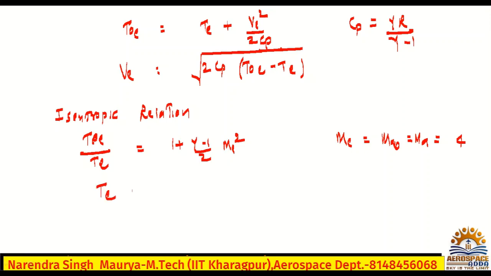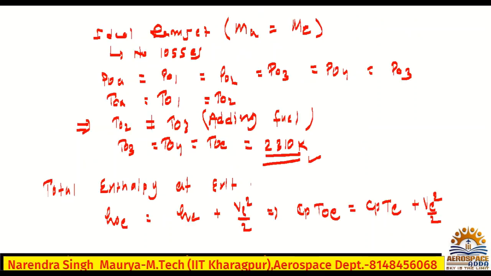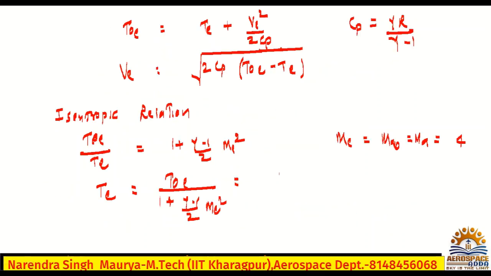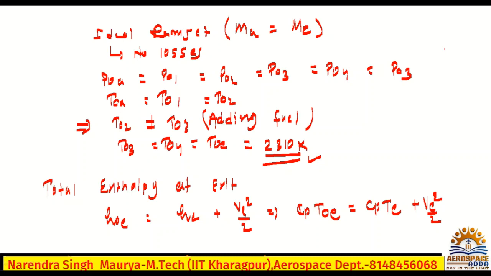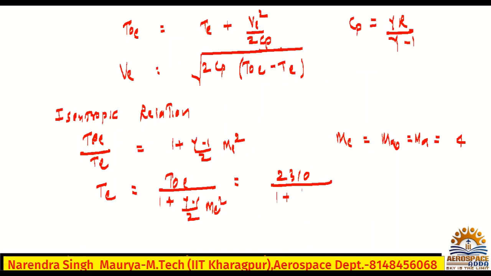TE will be T naught E divided by 1 plus gamma minus 1 by 2 M square. What is the T naught E? It is 2310. So 2310 divided by 1 plus gamma, which they have given as 1.4. R they have given as 287. So 1.4 minus 1 divided by 2, Mach number they have given 4 square.